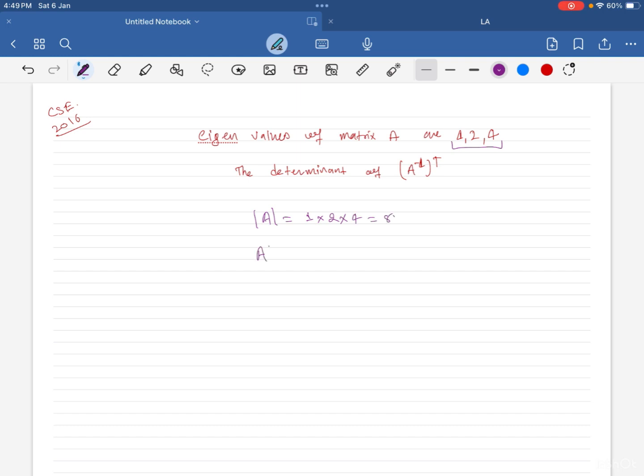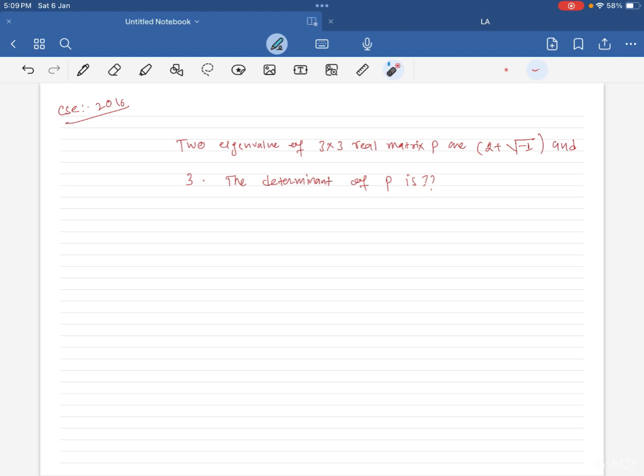Then what will be the determinant of A inverse? That would be 1 divided by the determinant of A. So the determinant of A is 8, so the determinant of A inverse would be 1 divided by 8. So that is the answer. This question is from CSC 2016.